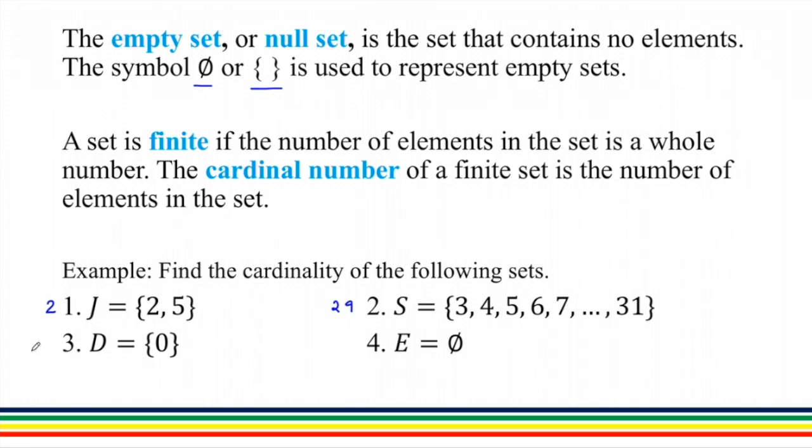How about number 3? It contains the number 0, so it has a single element, which means a cardinality of 1. How about this one? E is equal to the null set. It means it contains no elements, therefore its cardinality is equivalent to 0.